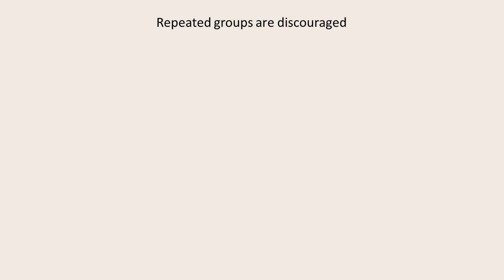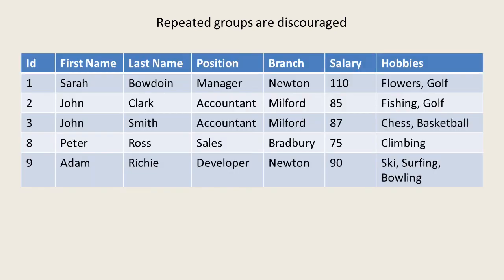Another well-known problem, which can also be seen as a design problem of a single table, is the problem of repeated groups. Repeated groups are illustrated in the last column of this table. This is the column called hobbies. And as you can see, the records of this column contain more than one item. For example, for the first record, for Sarah Bowden, there are two hobbies, flowers and golf. So people can have two hobbies, one hobby, many hobbies, or not have any hobbies at all.